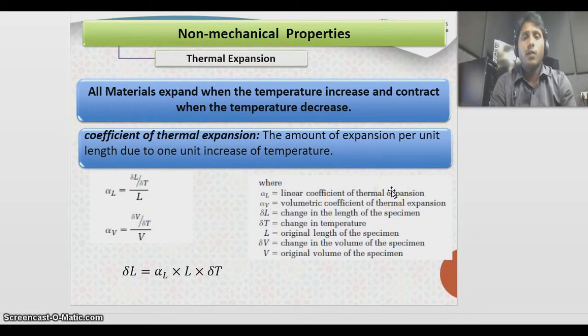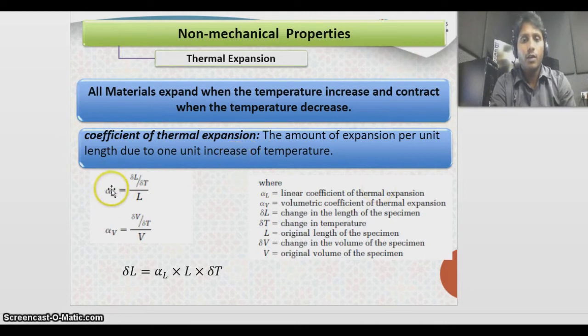So here I want to explain thermal expansion. Thermal expansion means all materials expand when the temperature increases and contract when the temperature decreases. So we have a coefficient of thermal expansion: the amount of expansion per unit length due to a 1 unit increase of temperature.